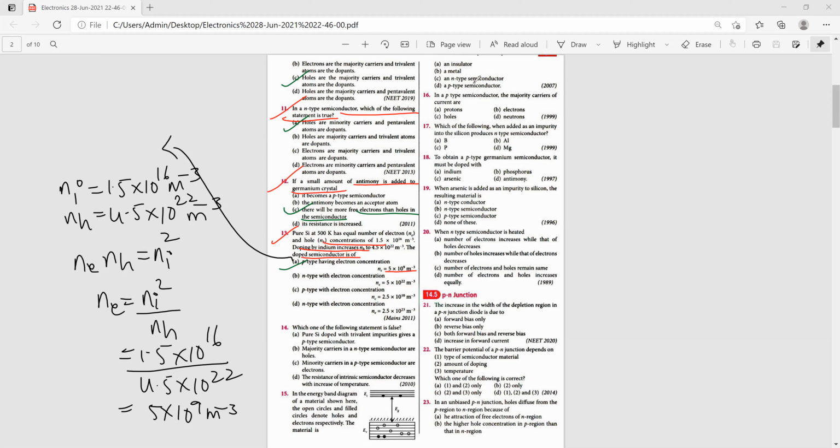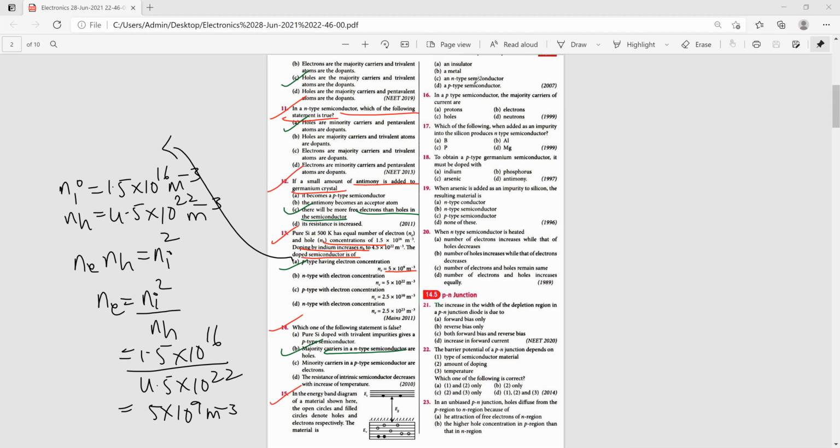14th one. Which one of the following statements is false? First, pure silicon doped with trivalent impurity gives a p-type semiconductor. Second, majority carriers in n-type semiconductor are holes. Third, minority carriers in p-type are electrons. Fourth, resistance of intrinsic semiconductor decreases with increasing temperature. Here in n-type semiconductor, electrons are the majority carriers and holes are the minority carriers. So therefore, this one is the right answer.